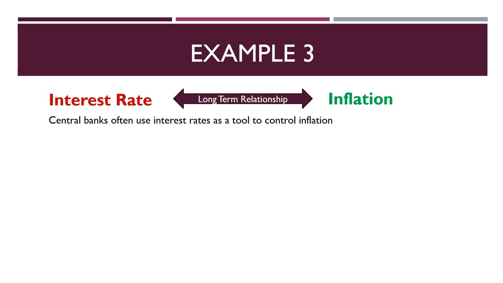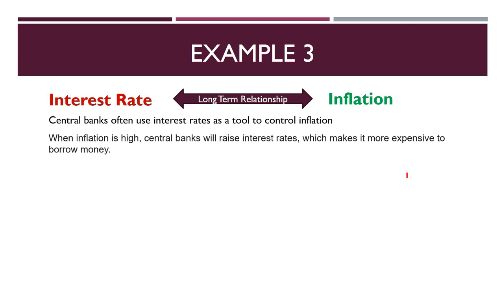In monetary policy, the central bank often uses the interest rate as a tool to control inflation. If we see that inflation is increasing, what does the government do? The government takes the interest rate as a tool to control inflation. Whenever the inflation rate is high, the central bank is going to raise the interest rate, which makes it more expensive to borrow money.